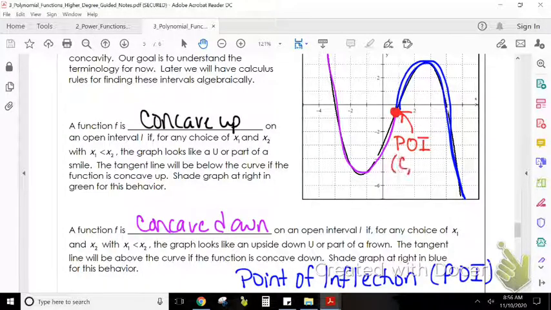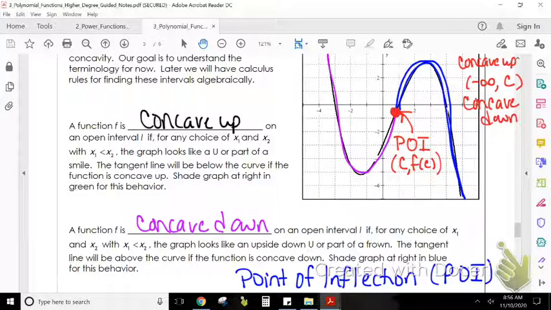Its ordered pair will be C, comma, whatever we get when we plug that in. So we can see here that our graph is concave up. Where is it concave up? Well, it starts at negative infinity and it's concave up to whatever that C value is. Then it changed to concave down. And so it started being concave down at that C value to positive infinity. And then our point of inflection, we said, was that C, and then what we get when we plug it into the function.